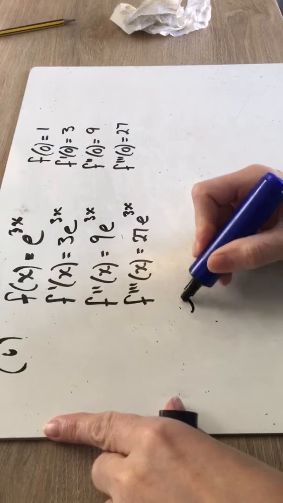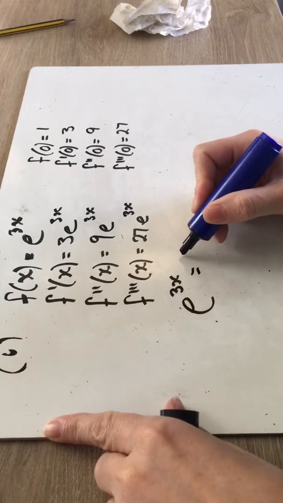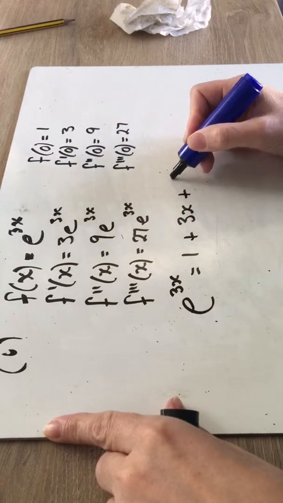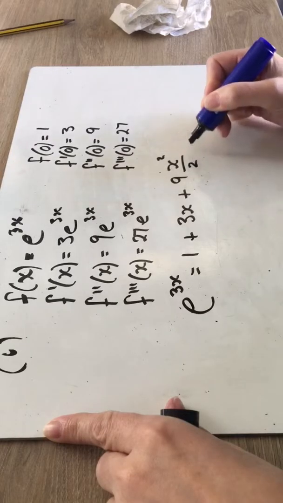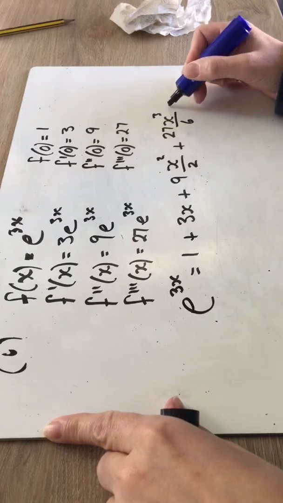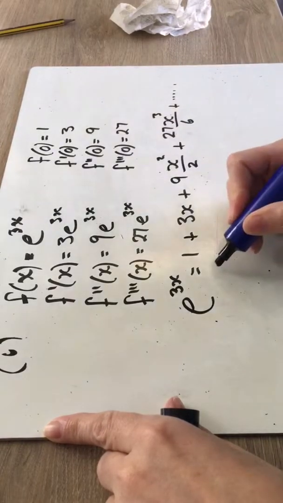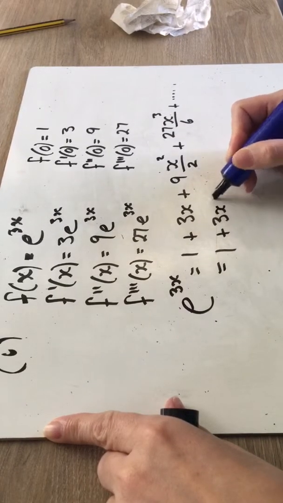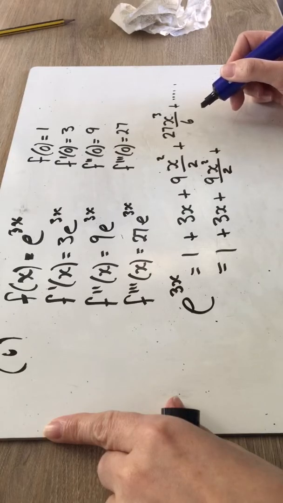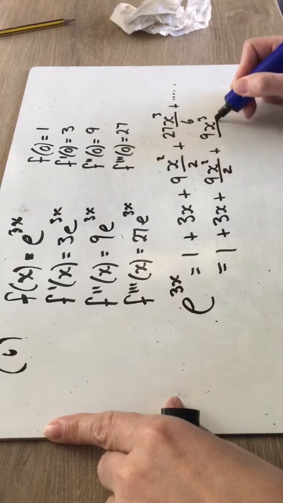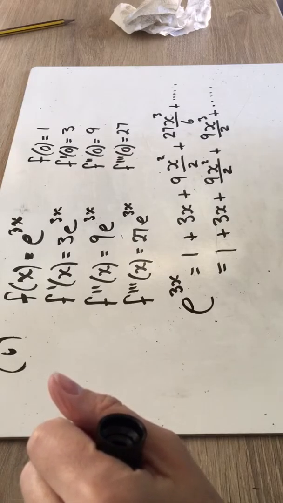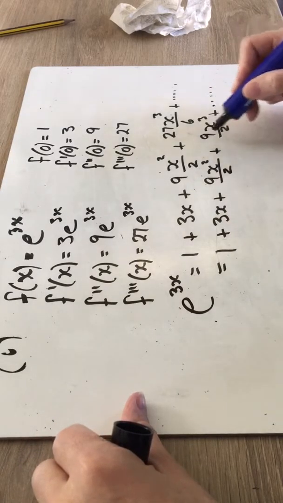So that means that the Maclaurin expansion for e to the 3x is 1 plus 3x plus 9x squared over 2 plus 27x cubed over 3 factorial, which is 6, plus ... Simplifies to 1 plus 3x plus 9x squared over 2, and our 27 over 6 simplifies to 9 over 2 plus ... And that's the expansion for e to the 3x up to and including the x cubed term.